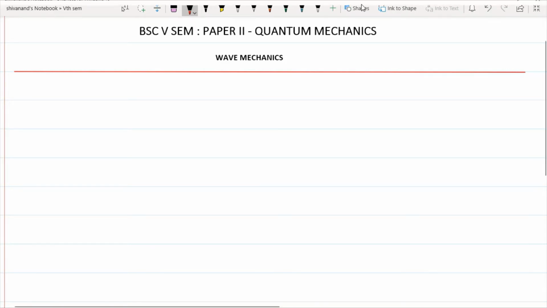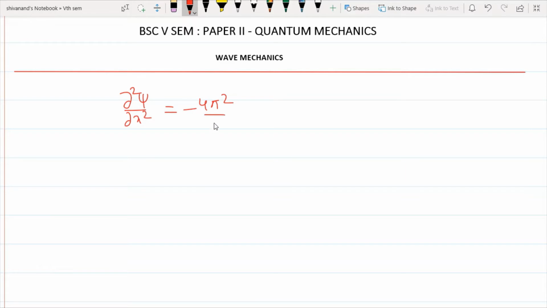Welcome back. Last class we discussed the time independent Schrodinger wave equation. We were at the equation ∂²ψ/∂x² = -(4π²/λ²)ψ. I call this equation 2. This equation can be written again as ∂²ψ/∂x² + (4π²/λ²)ψ = 0.